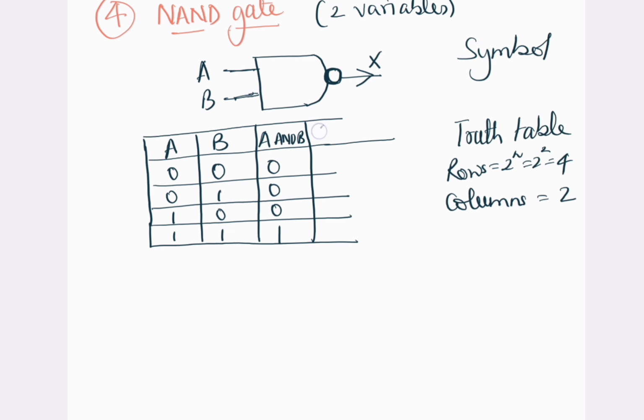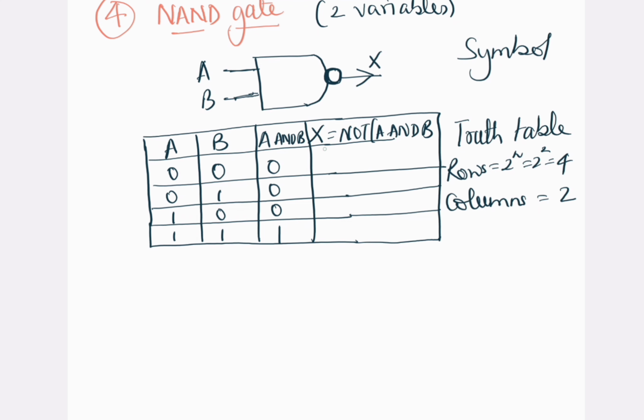Now, we need to find the output X, which is the opposite of A and B. That means not of A and B. This is what we are interested in. NOT means opposite of this. So 0 becomes 1, 0 becomes 1, 0 becomes 1, and 1 becomes 0. This is the output for the NAND gate.